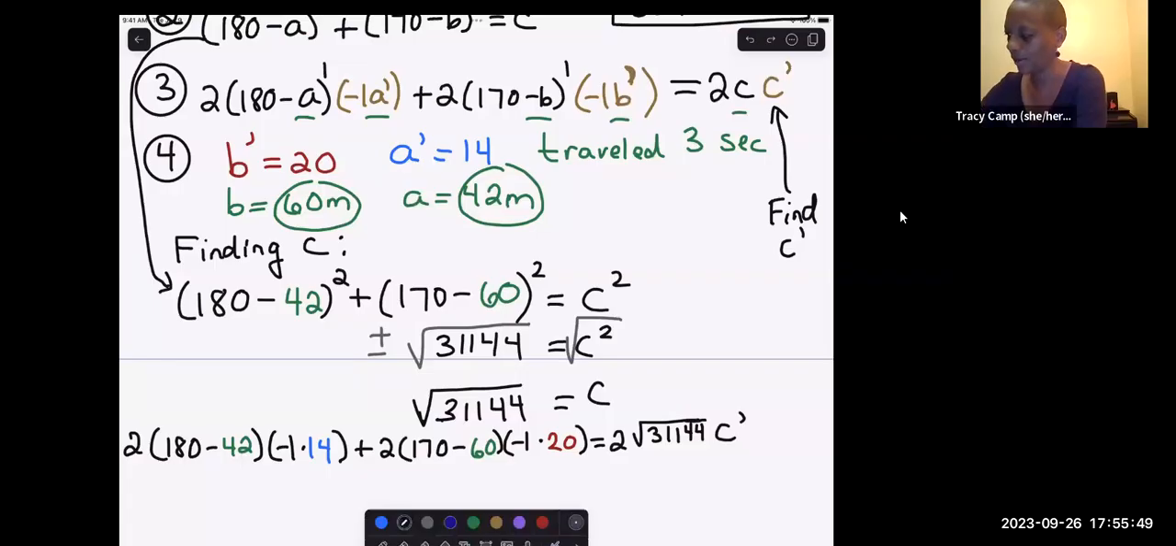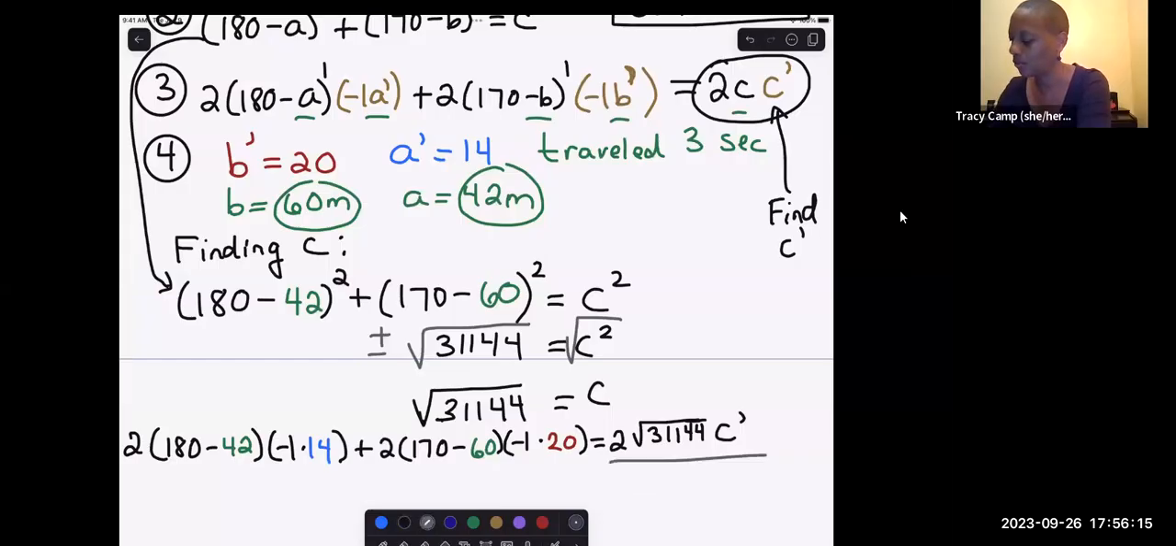So I wrote it so I could fit that in there. And then now I'm pretty much done. I'm just gonna use a calculator, because my goal is to find out what C prime is. So I'm gonna divide both sides by this 2 root 31,144 in order to get C prime by itself. So I'll go ahead and do that.